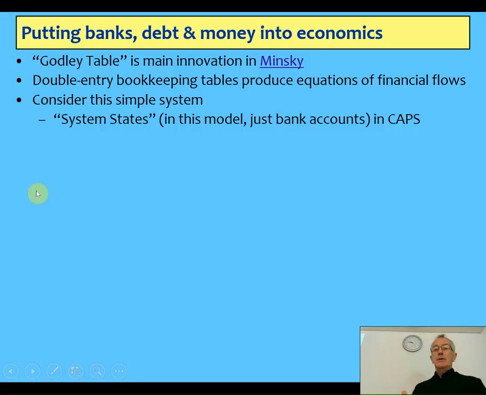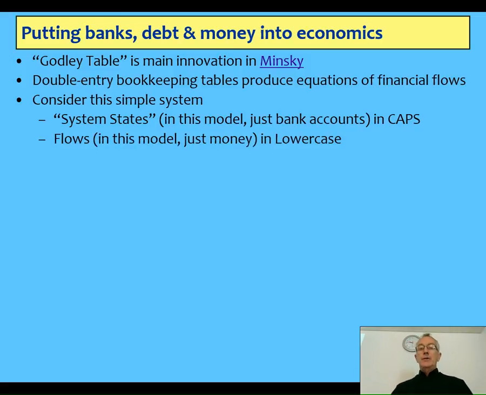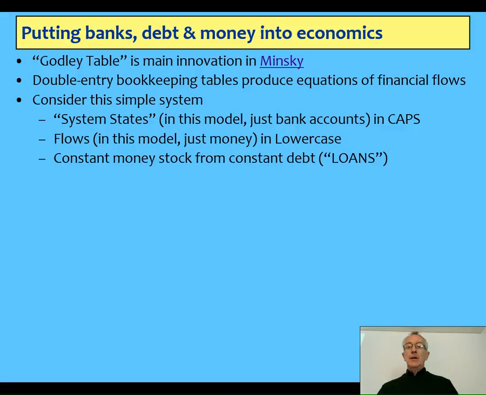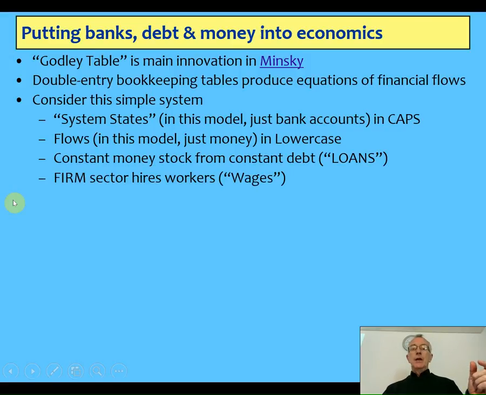Well, let's consider a really simple system. The bank accounts in this model I'm going to have in capital letters, and the flows I'm going to have capitalised in lowercase. An absolutely, totally simplest possible monetary system with a constant stock of money. So I'm not looking at any change in the amount of money. So I've got loans as a system state, but there's nothing happening with loans. I've got a firm sector that hires workers using wages.